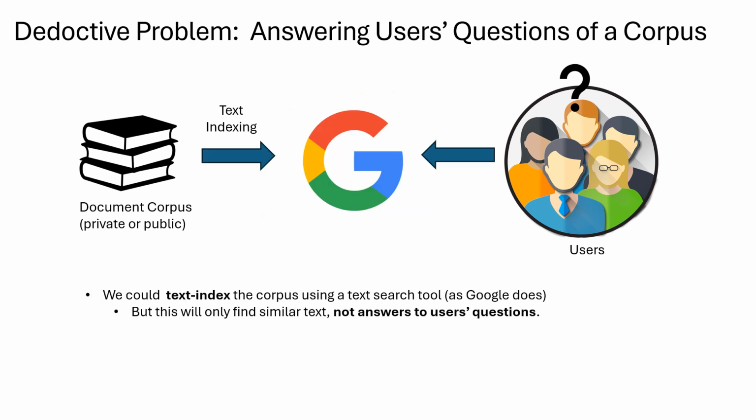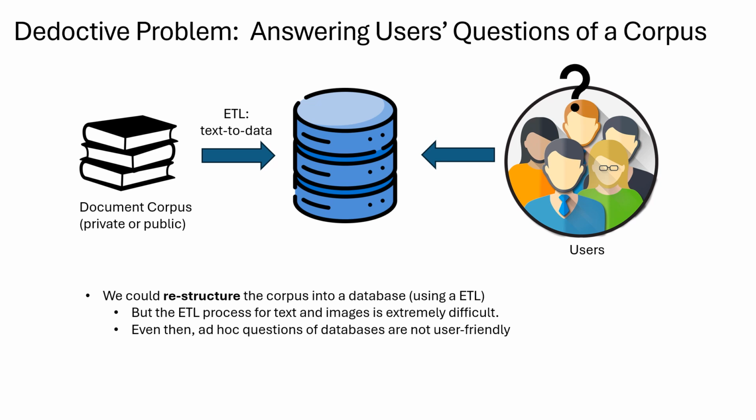We could text index this library using a text search tool, just as Google does, but this will only find similar text, not answers to users' questions such as what should be the width of the driveway according to local regulations. We could restructure the corpus into a database, but the ETL process for text and images is extremely difficult. Even then, ad hoc questions from users of the database data are not exactly user-friendly.